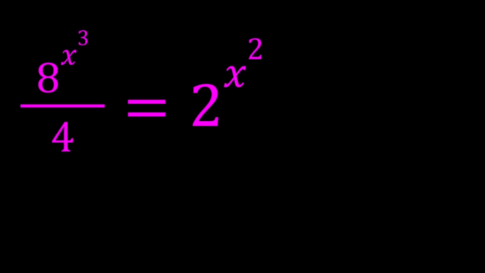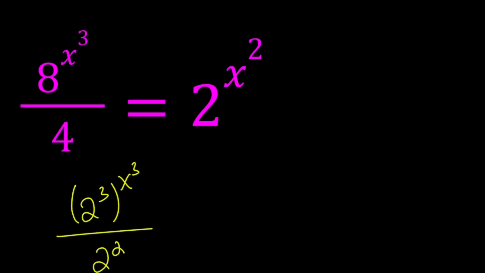Obviously, this could be considered an easy problem up until some point. I'll tell you why. 8, 4, and 2 are all powers of 2, so we can express all of them as powers of 2. Let's do it. 8 is 2 to the third power. I'm going to raise it to the power x cubed. And then 4 is 2 to the second power. And obviously, 2 is going to stay the same.